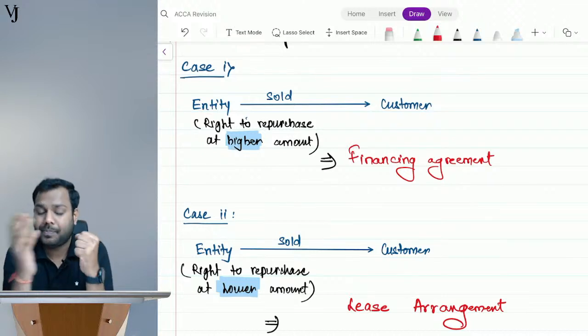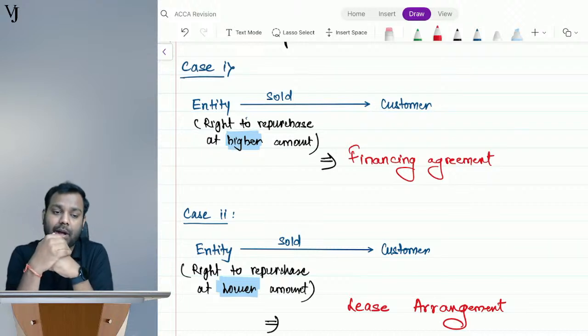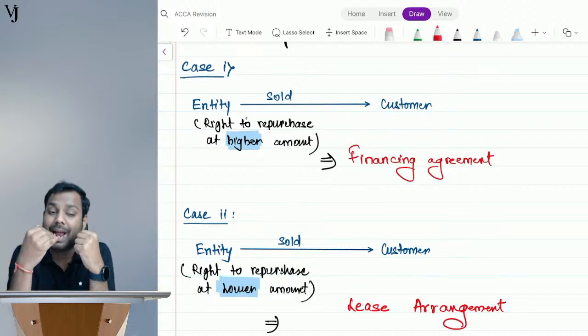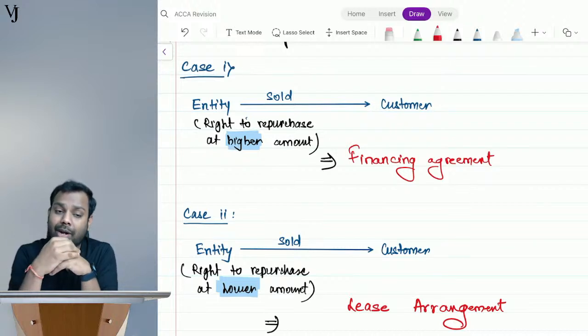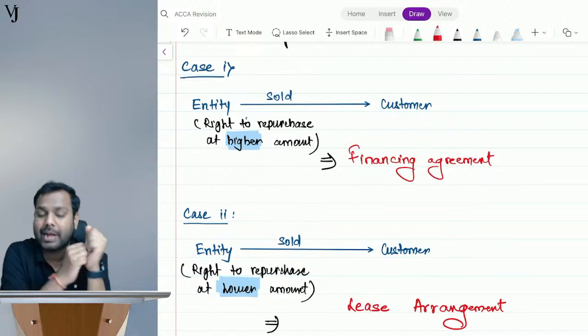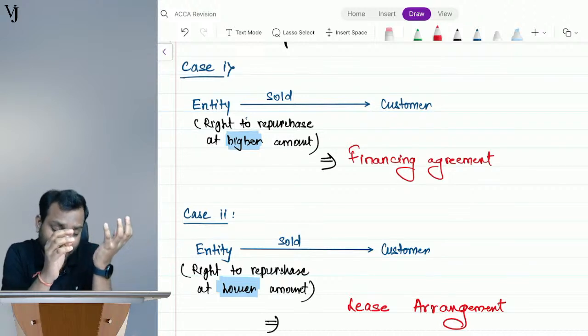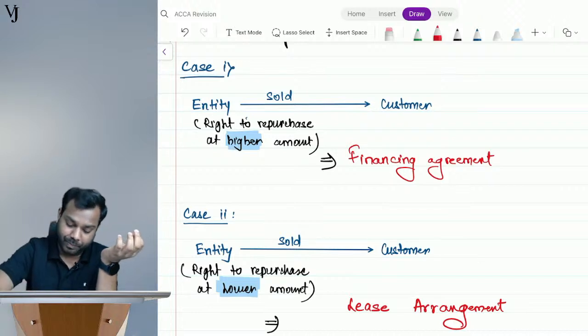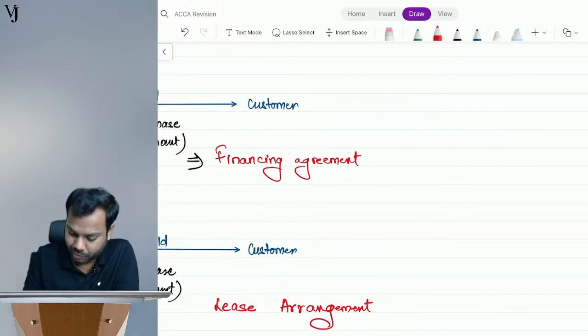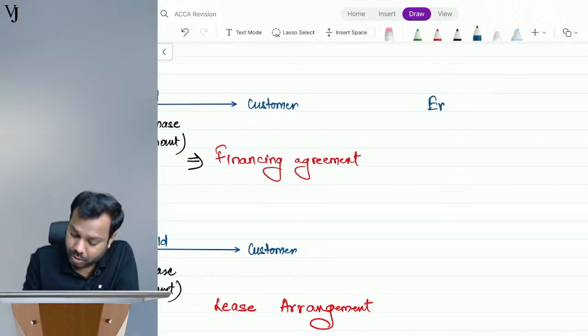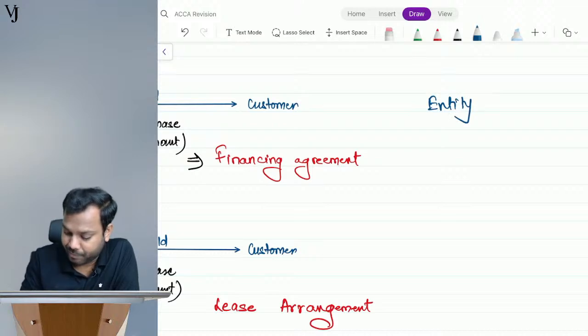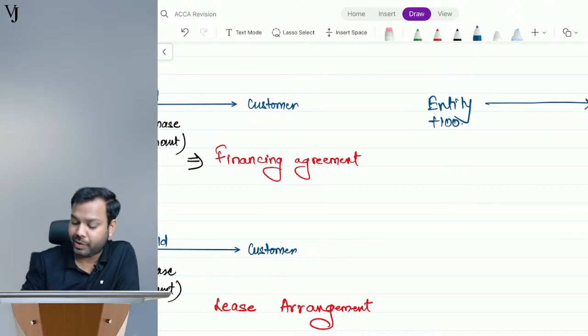After 1 year, I am repurchasing the asset from him at $90. Means I will pay him 90 and take the asset back. Earlier I received 100. Understand it this way, though I am writing it here, I will remove it later. The entity, at the time of sale, received $100 and gave the asset to the customer.